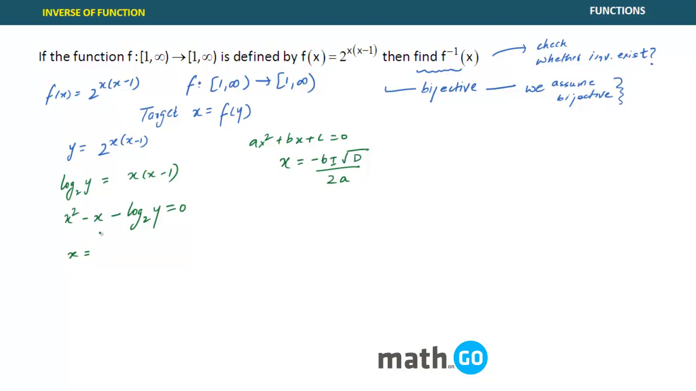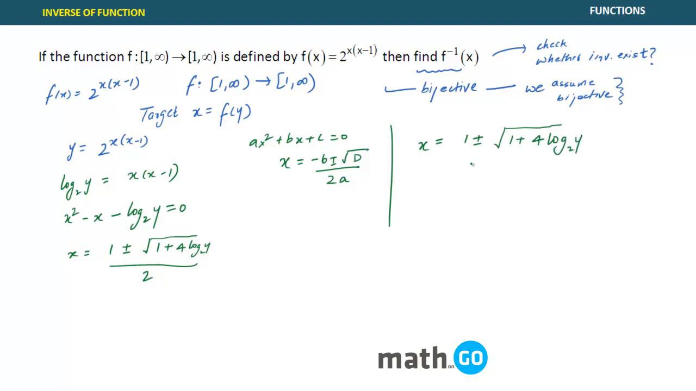So x will be equal to, b is here minus 1, so this becomes 1 plus minus under root b square, so b square, 1 plus 4ac. So that becomes what? Yes, tell me. Yeah, log y. All right, and this will be what? 2a will be 2. So now you have two particular values of x. Let me write it here. So you are getting two values of x, 1 plus minus under root 1 plus 4 log y, with base 2, and this is completely divided by 2. There are two values depending on plus or minus, right?